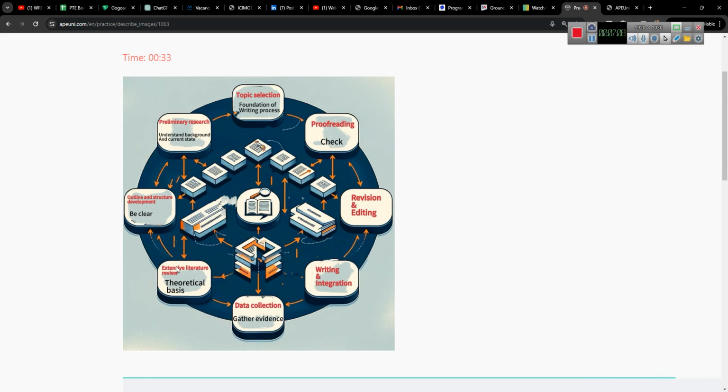Overall, this chart is very interesting. I do not see any highest or lowest points or comparisons in this chart. But to conclude, I must say this chart is very interesting. Thank you.